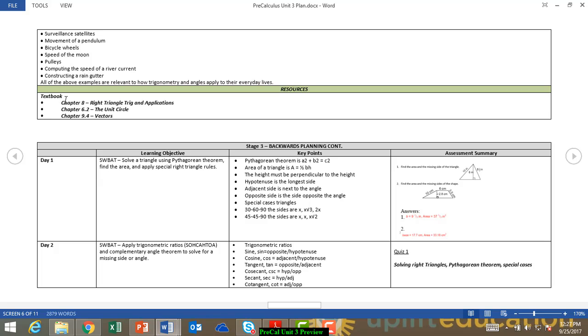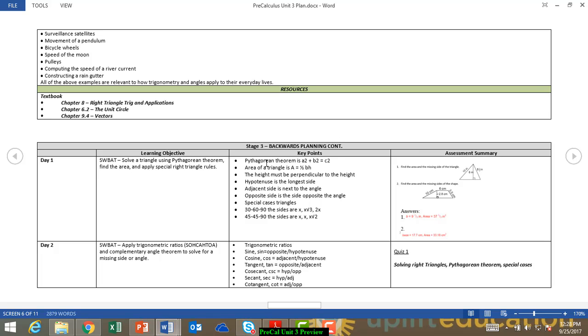Our sources for this unit come from Chapter 8, starting with right triangle trig and applications. Chapter 6 has the unit circle, and Chapter 9 has the vectors. So make sure you review those sections from the textbook, especially when you're planning your lessons. They have some good examples in there.